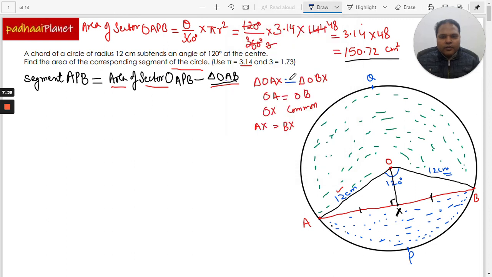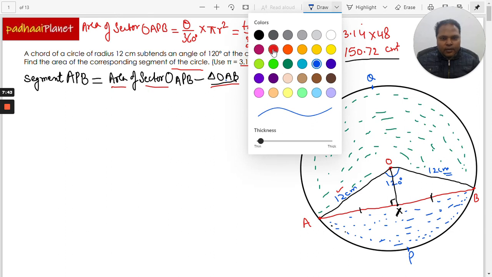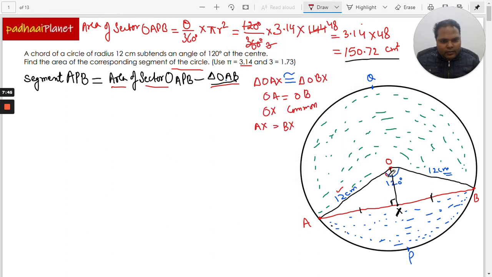And if these two triangles are congruent to each other, then that means these two angles, this one and this one, they will also be equal to each other. Then that means each one of them will be of 60 degree, right? And now let's look at the triangle OAX once more.